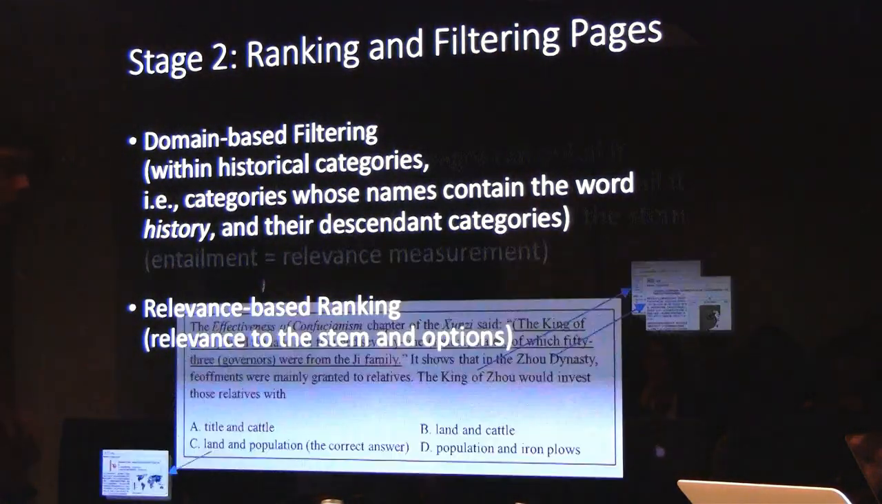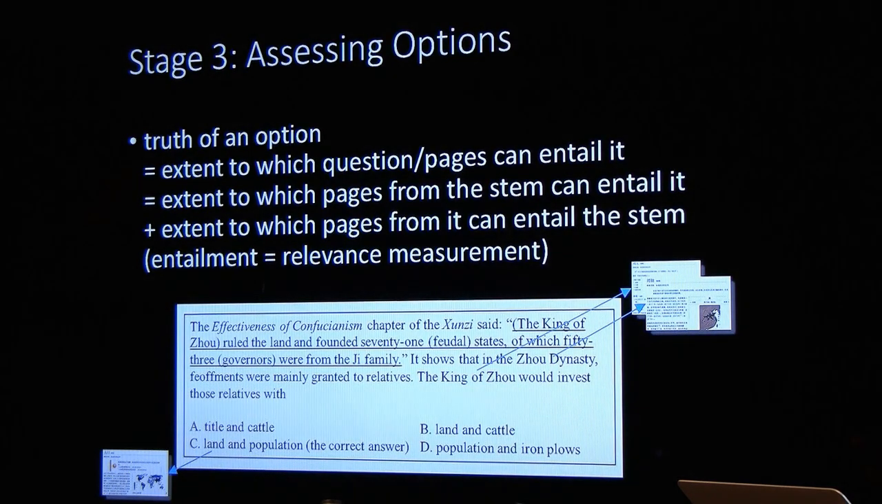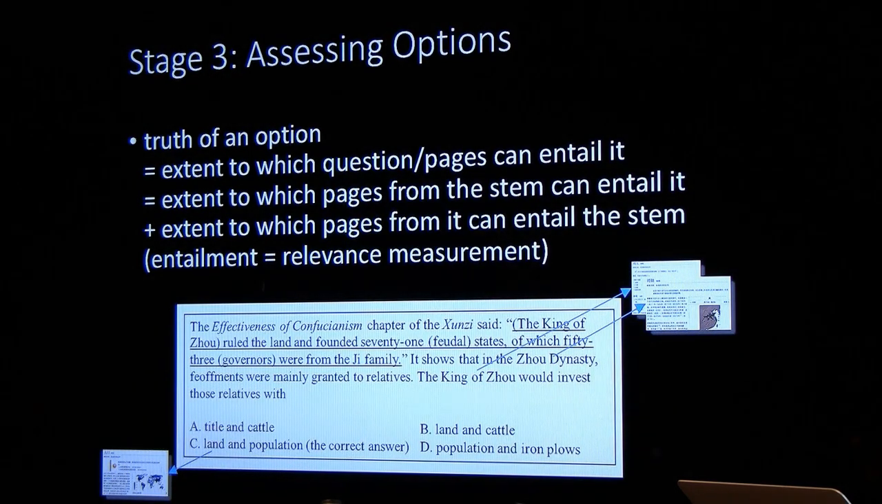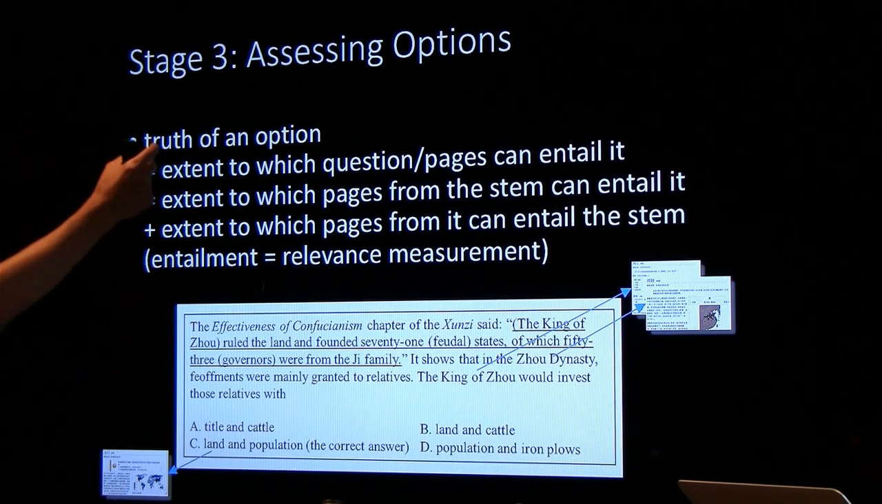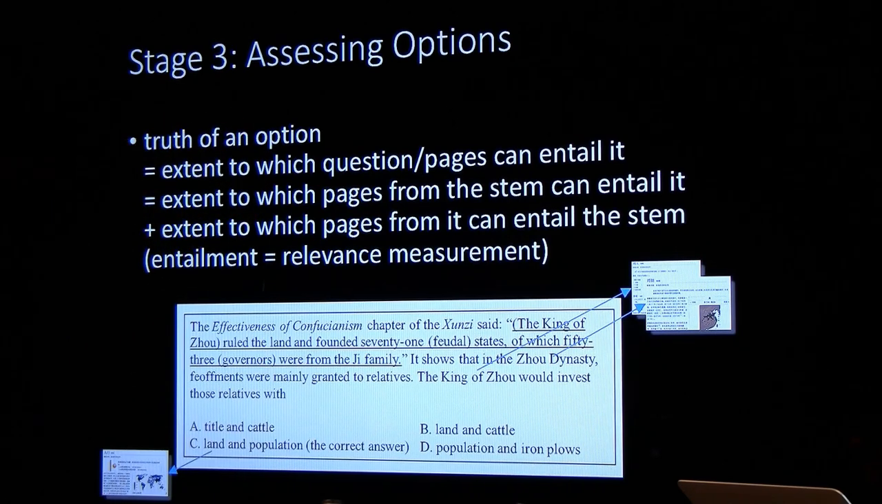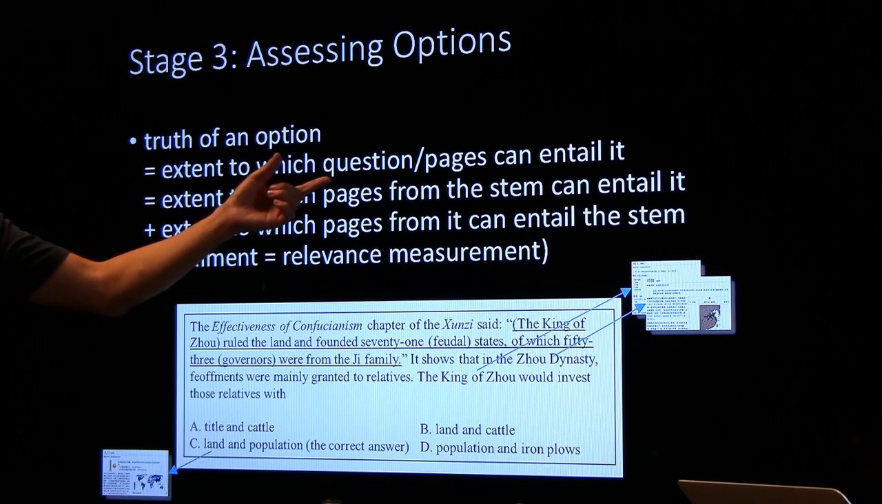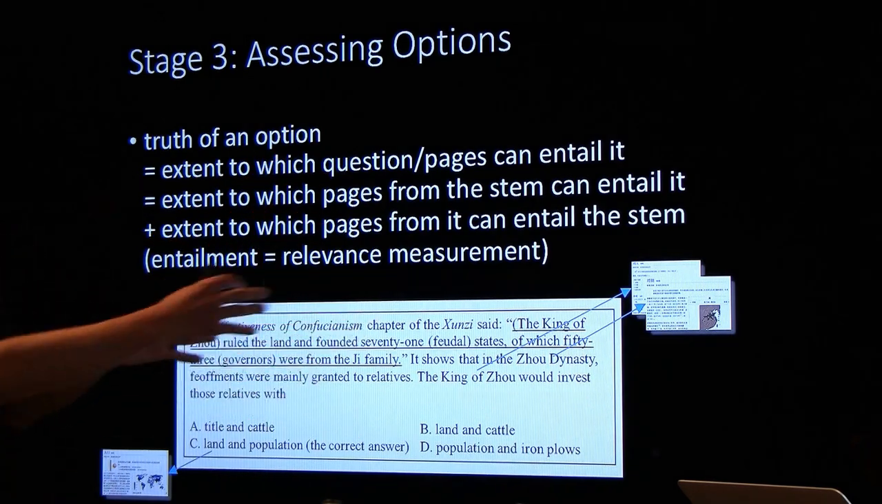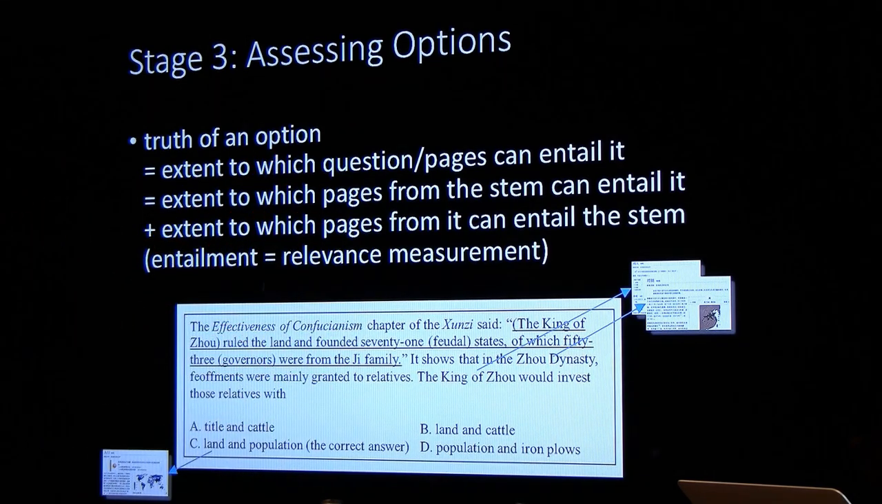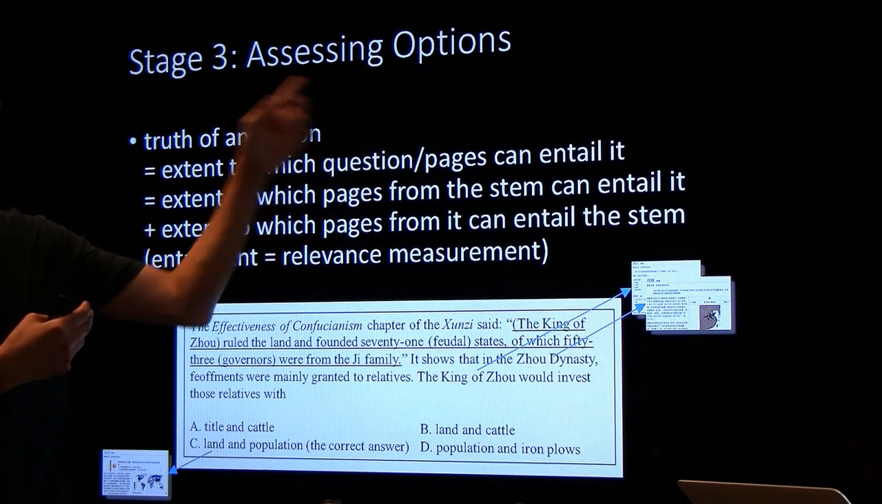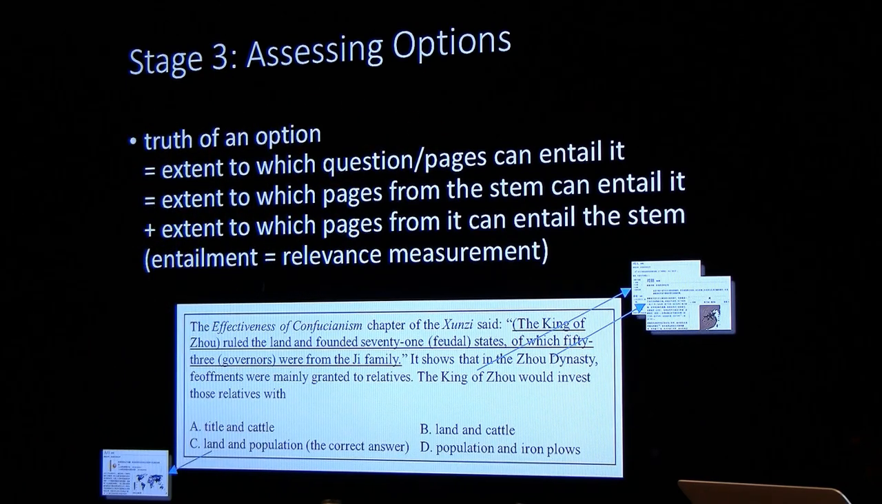And for entailment, we deal with multiple choice questions. So the task is to estimate the truth of each option, right? And we define the truth of an option as the extent to which the question itself and the pages retrieved based on an option can correctly entail this option. That's the goal to achieve.